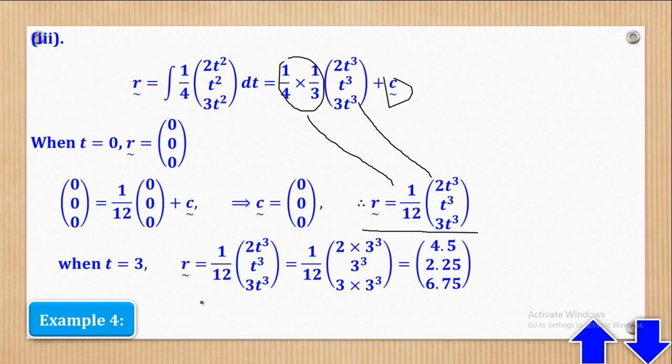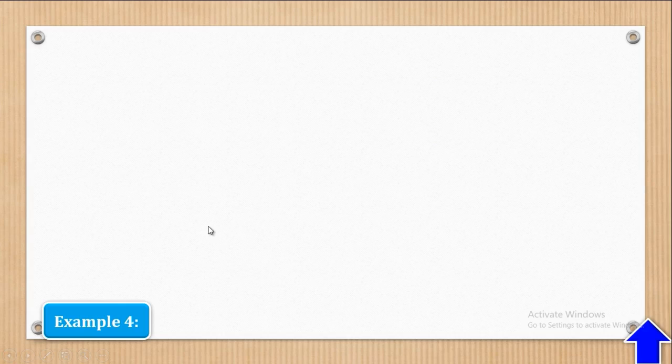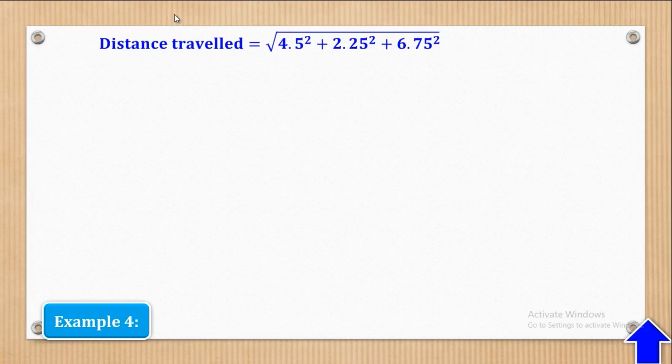But remember, they asked for distance. Therefore, I have to get the magnitude of that displacement. Distance traveled will be equal to the magnitude, which is the square root of 4.5 squared plus 2.25 squared plus 6.75 squared, everything under root, to come up with my distance as 8.4187. So basically that's what they wanted in Roman 3.